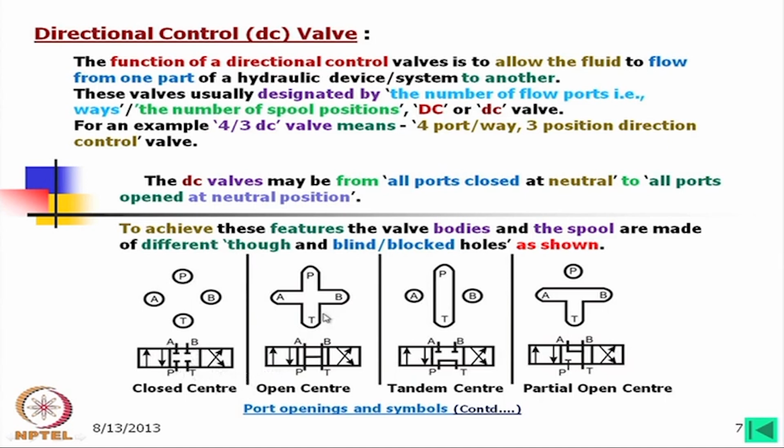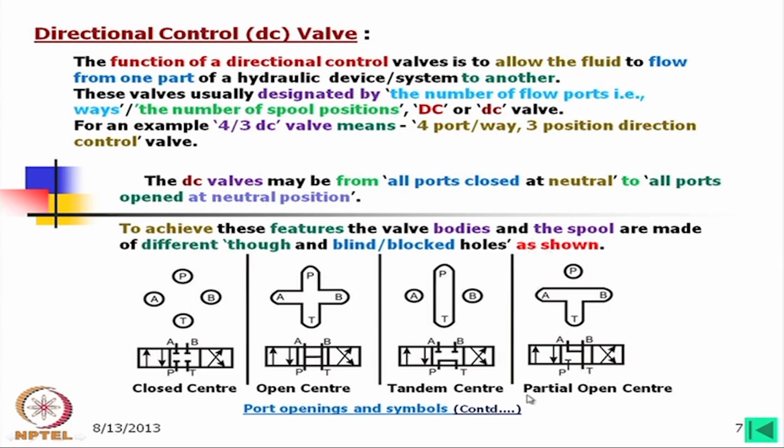Now, the next one is the fully open center. At neutral position it is fully open, represented by the plus sign, where A, P, B, T are all interconnected at the neutral position; the others are the same as closed center. Now, the next one is the tandem center. In that case, at neutral position, the pressure port is connected to the tank port, to save energy. The flow in idle condition is going directly to the tank.